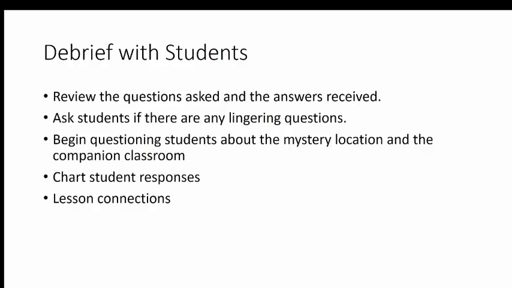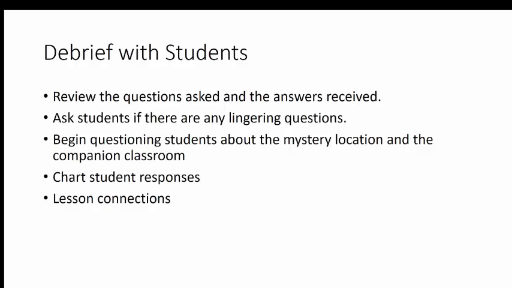Once you have reviewed the process and reviewed the initial questions, begin questioning students about the mystery location in the companion classroom. Some questions you'll want to ask are, what were the driving factors of our questions? What did you notice about the students in our companion classroom? How are you like the students in the companion classroom? How was this activity made possible? You'll want to point out the use of technology and really focus on satellites, computers, and even televisions.